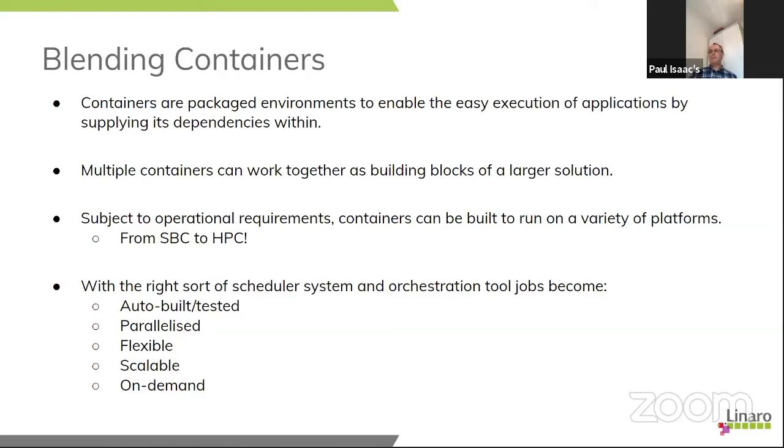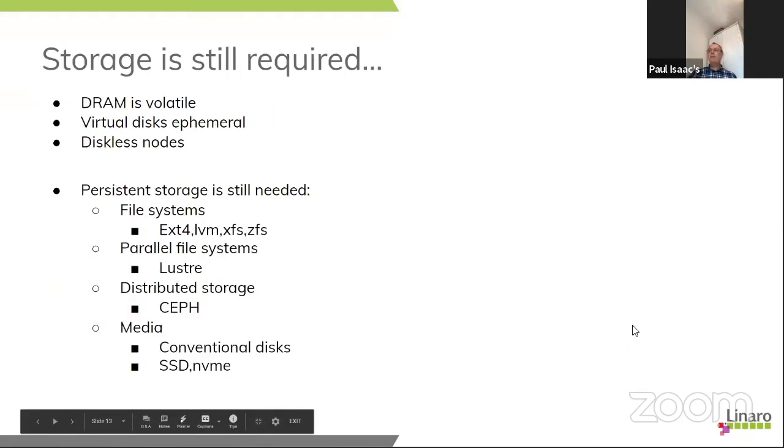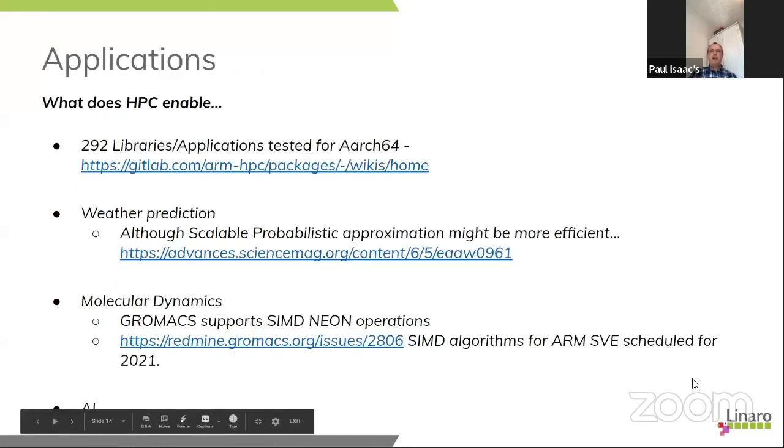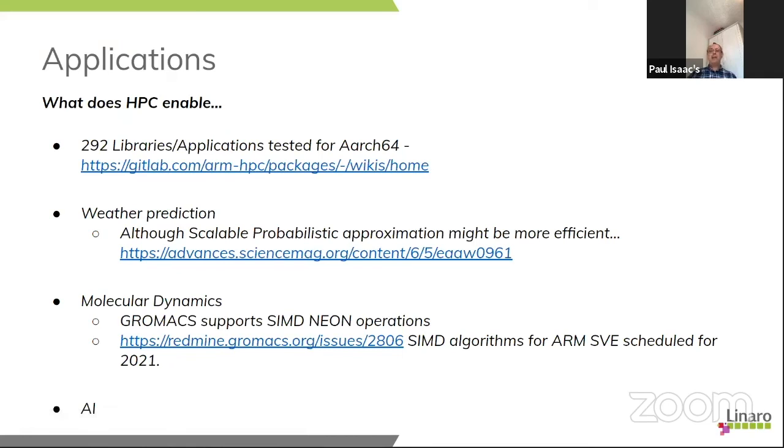Okay, next slide. Just a reminder, we do need storage. I'll try to wrap it up a little quicker. We're looking at distributed storage such as Ceph and parallel file systems such as Lustre. These are projects that we're very interested in and working on because at the end of the day, you still need to store your data somewhere. Next slide. But what applications do we run on the HPC? There are already 292 libraries and applications that have been tested for AArch64. They're available to view on ARM's website.